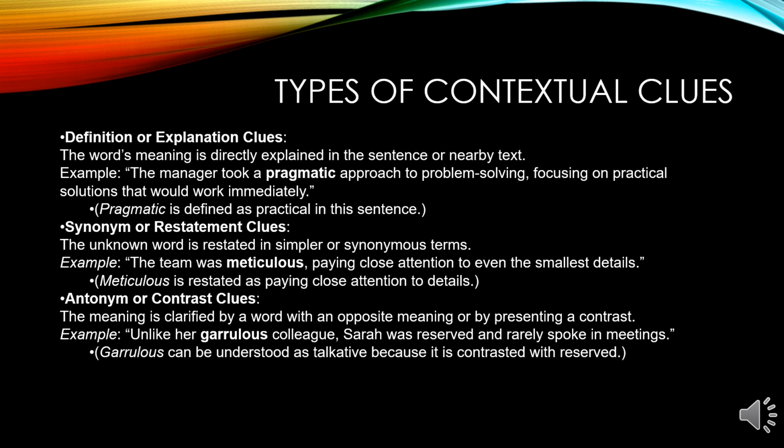So these are the different types of contextual clues. The first one is definition or explanation clues. The word's meaning is directly explained in the sentence or nearby text. For example, the manager took a pragmatic approach to problem solving, focusing on practical solutions that would work immediately. So pragmatic is defined as practical in this sentence.